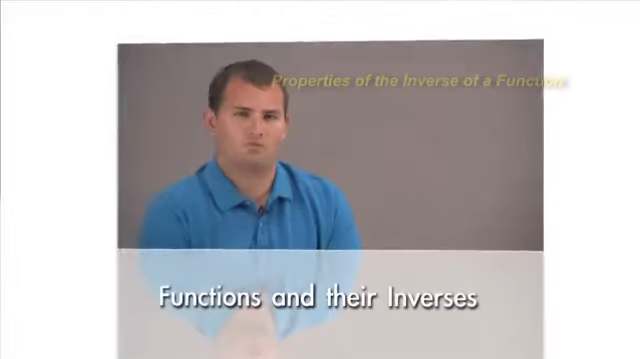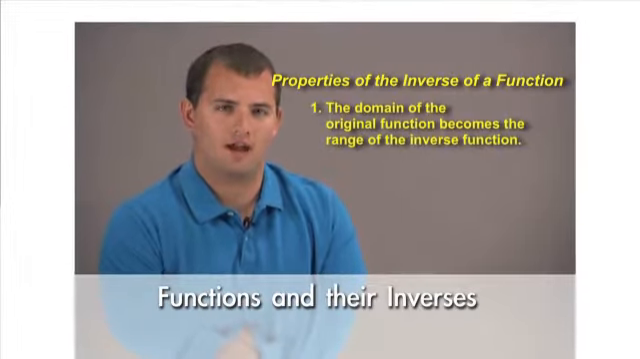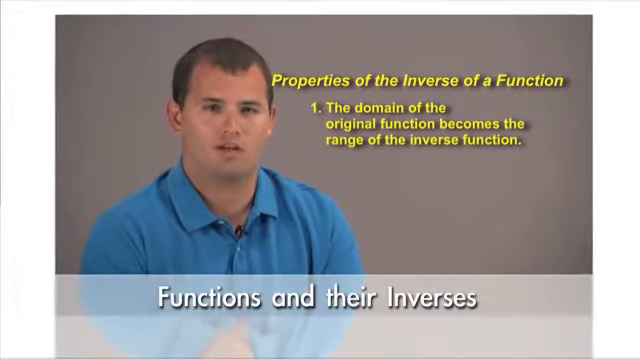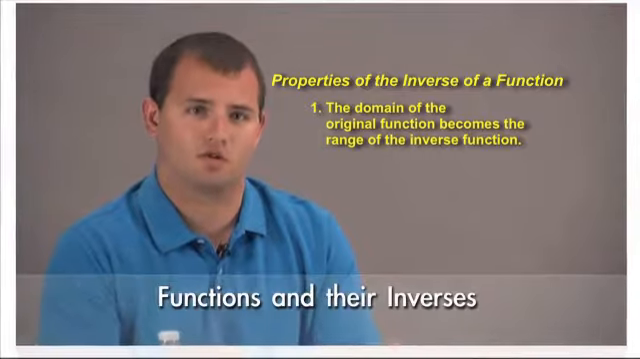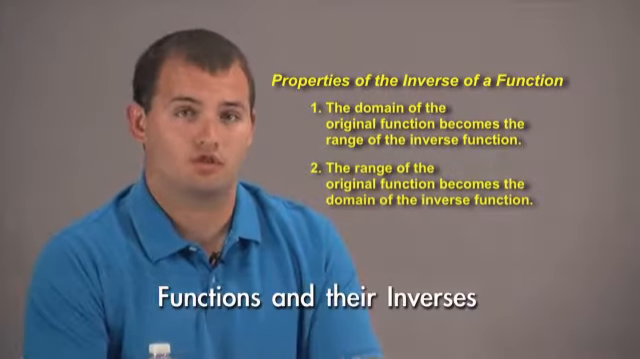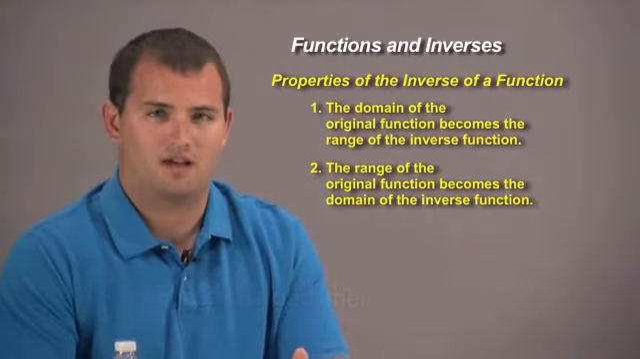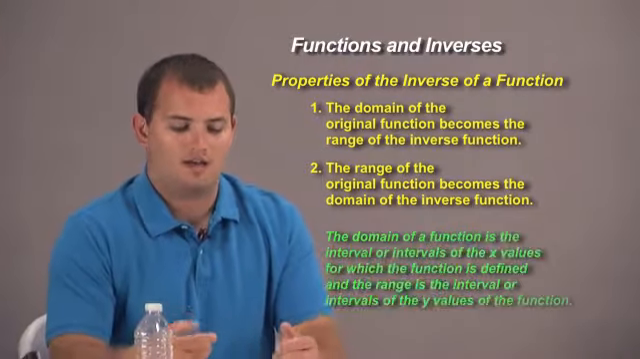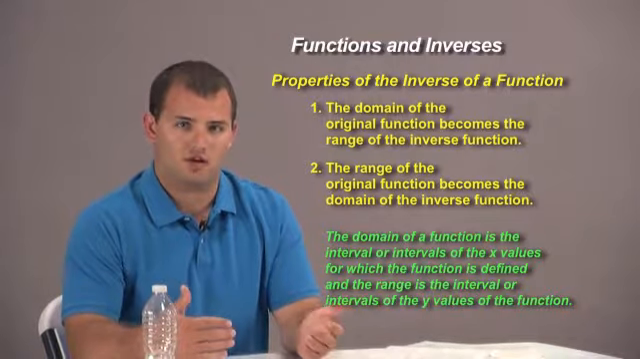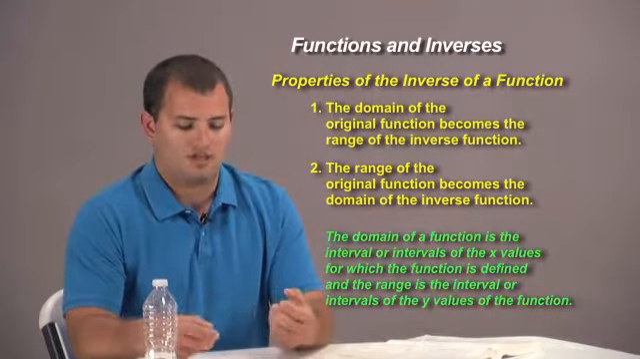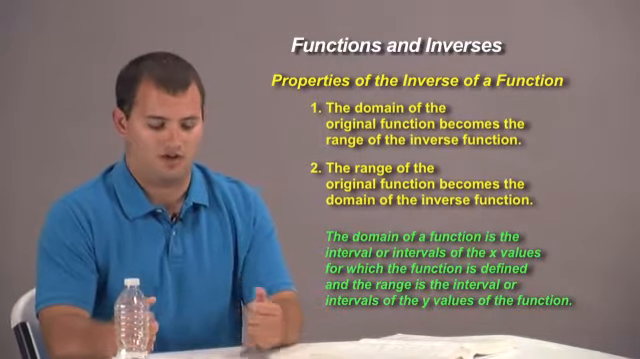There are several special properties about a function's inverse. One is that the domain for a function will become the range for the function's inverse, and it works the other way around. The range for the original function will become the domain for the inverse function. Now remember that the domain of a function is the interval or intervals on which the function is defined, and the range is the interval or intervals of y values that the function is defined on.